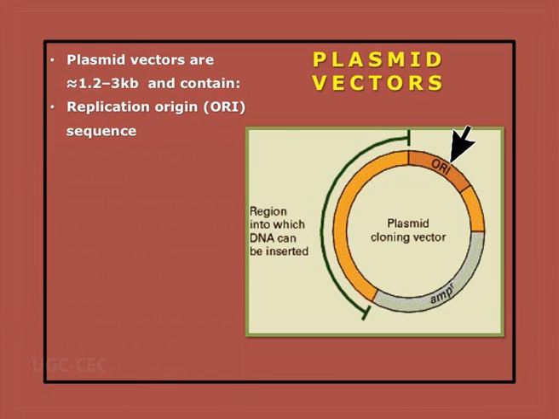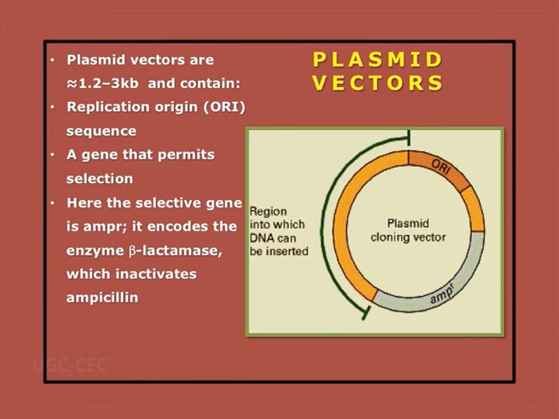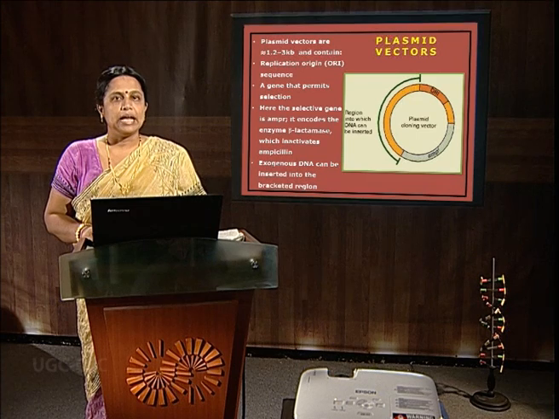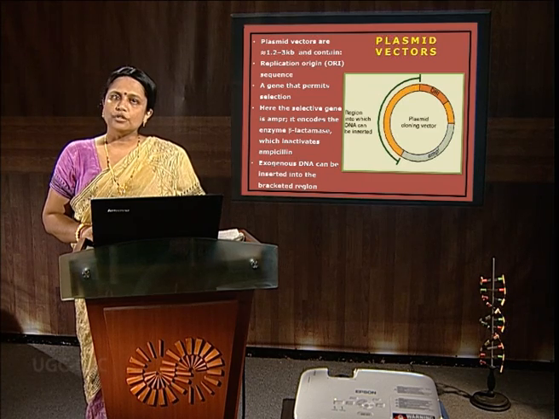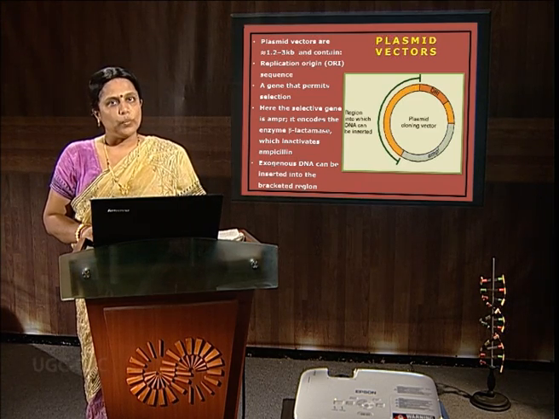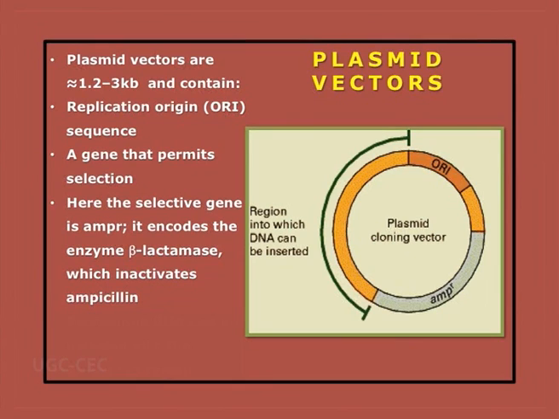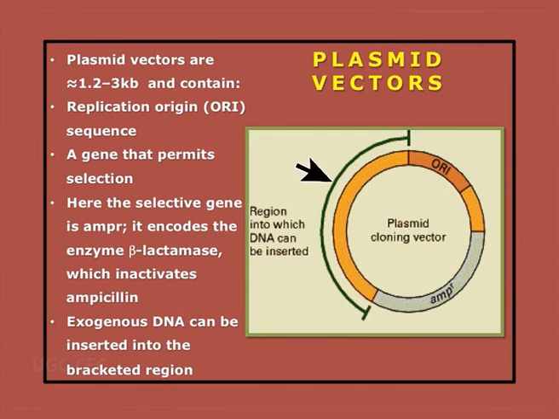It contains an origin of replication and a gene that permits its selection. Herein, that gene is the ampicillin resistance gene, which codes for an enzyme called beta-lactamase, which cleaves the beta-lactam ring of the ampicillin antibiotic, as a result of which the bacteria that procures the plasmid becomes resistant towards ampicillin, and this is the way to select the plasmid. And there is exogenous DNA that can be inserted into the bracketed region. You can see here, this is the place wherein the exogenous DNA can be introduced.